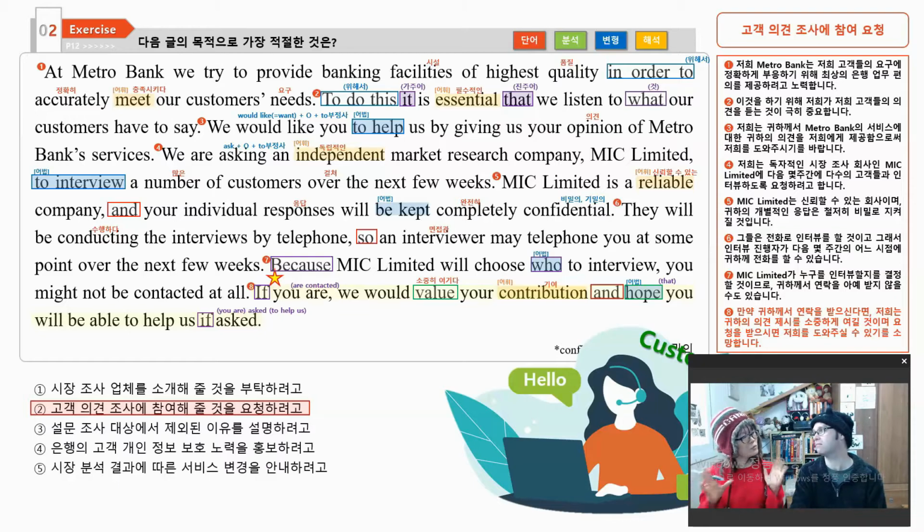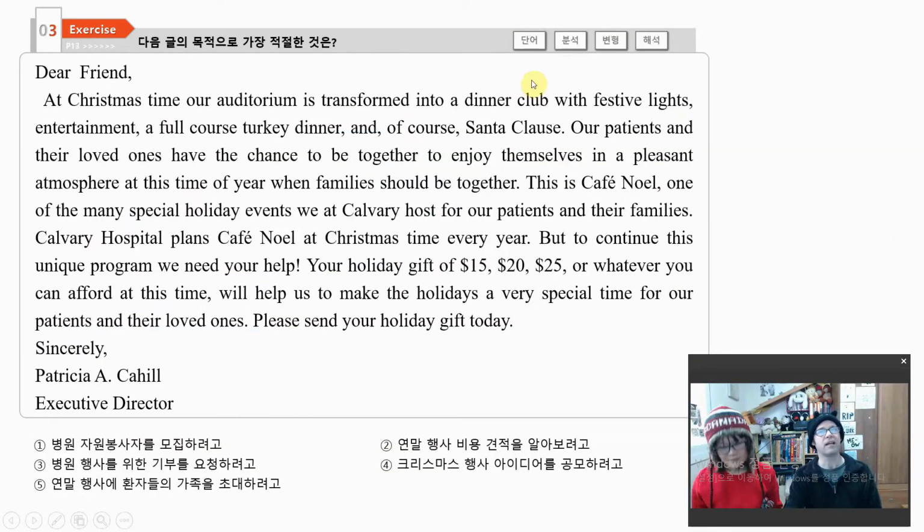Summarize one more time the purpose of the text. The purpose of the text is to inform customers that they will be contacted to give their opinions about bank services. Excellent. Okay, then that's all for exercise 2, right? Okay, number 3. Time for number 3.